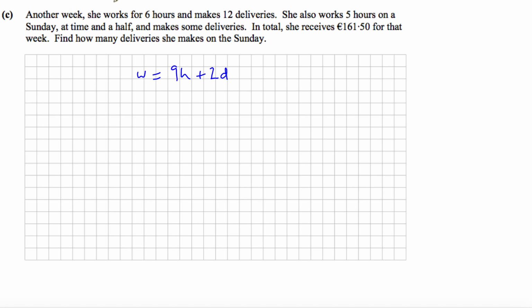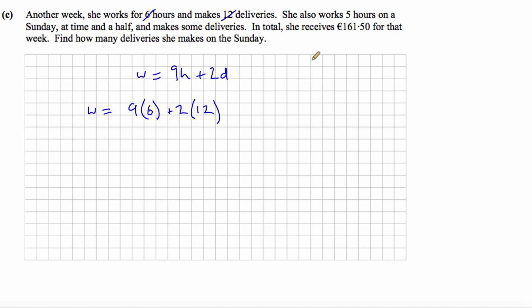So let's look at this bit here first, the first sentence. She works 6 hours and makes 12 deliveries. So her wage then for the week will be 6 hours, that's 9 by 6, plus 2 times the number of deliveries, that's 2 by 12. So that's this bit done here.